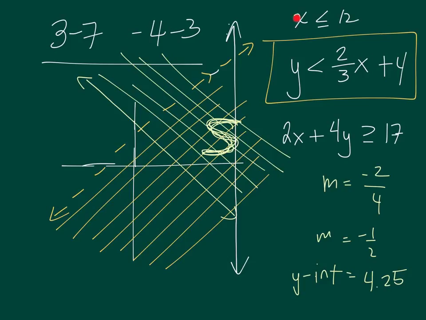What does less than 12 mean? It means that everything to the left of this line is possible for the answer, but everything over here is not in the answer. So since this was our region of solution right here, this was our solution region. This is no longer in the solution because it's got to be less than 12. So this triangle that I'm outlining is your solution region now. Does that make sense what I'm saying?